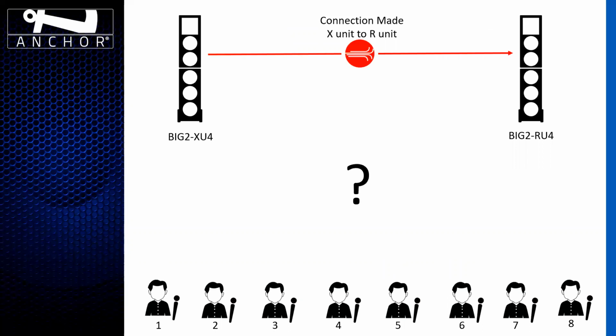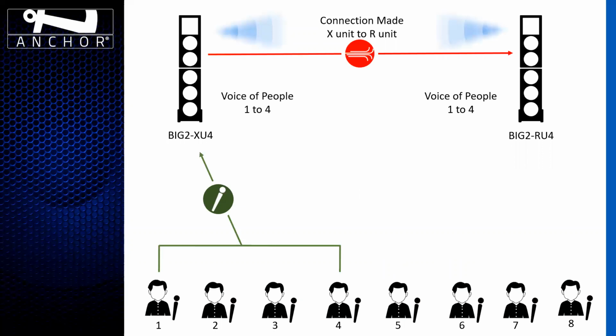And so what happens is when we bring back the situation, when people 1 through 4 connect to the Bigfoot from the left, their voices are coming out of both Bigfoots because the Air connection is transmitting everything from the Bigfoot on the left over to the Bigfoot on the right.